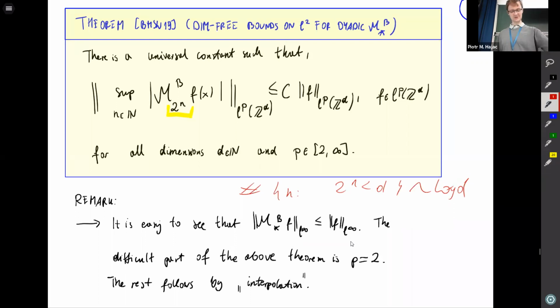Okay, I had a sketch of the proof, but I think I'm running out of time, so this is probably a good point to stop.